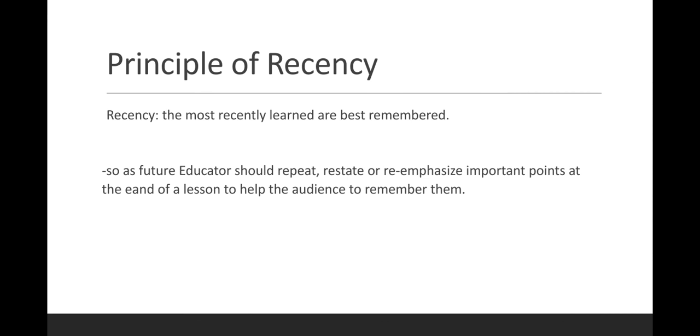Next, the principle of recency. Principle of recency: the most recently learned are the best remembered. As an example of this, it is easier for a mother to recall what the children were fed this morning than to remember what they were fed three days ago. So as a future educator, you should repeat, restate, and re-emphasize important points at the end of the lesson to help the audience remember them.